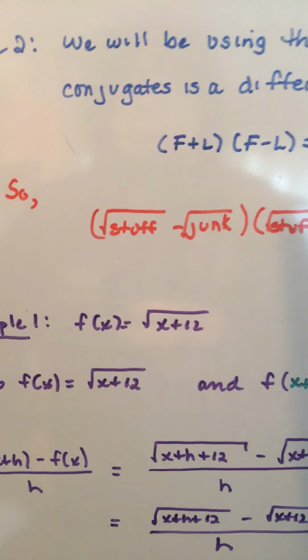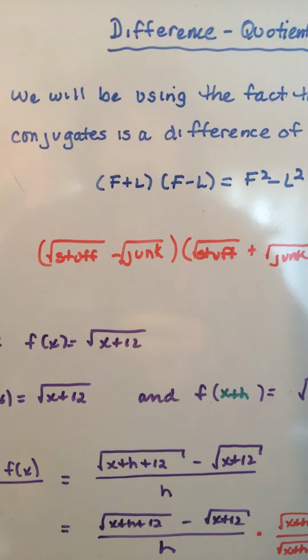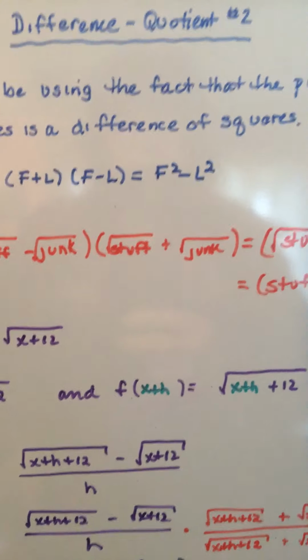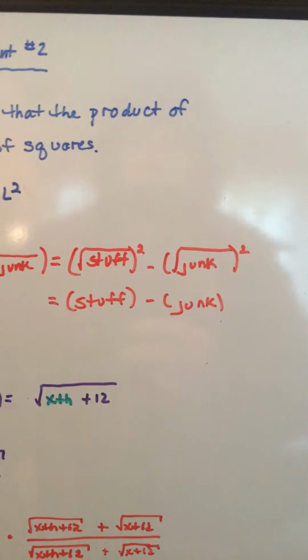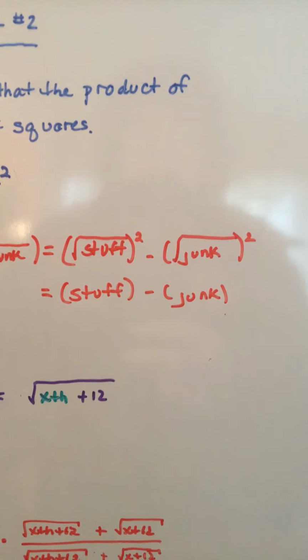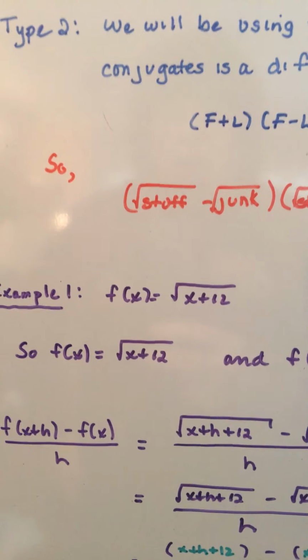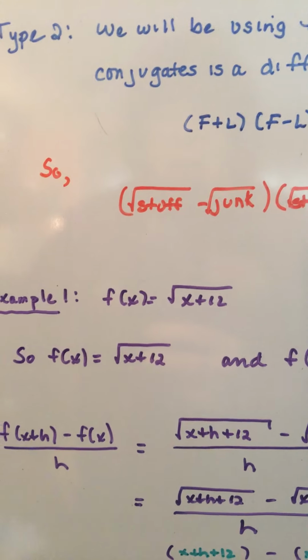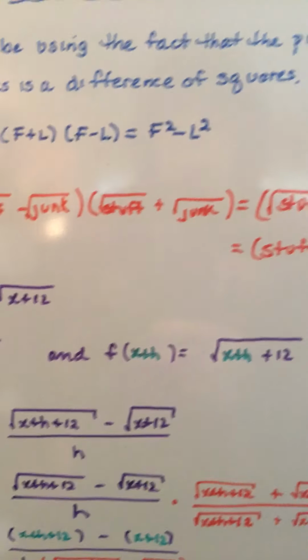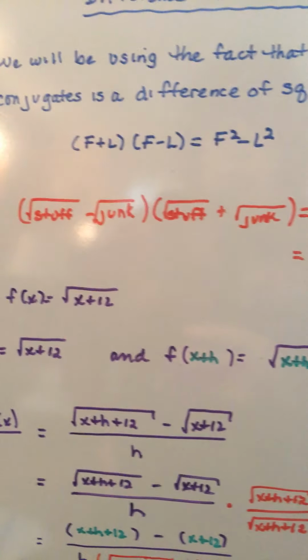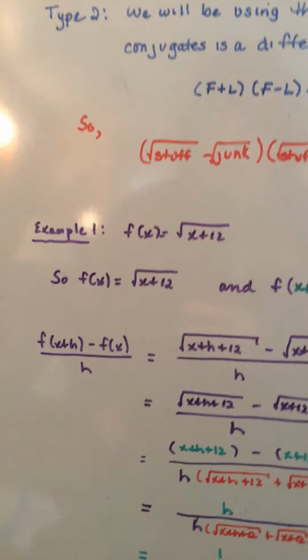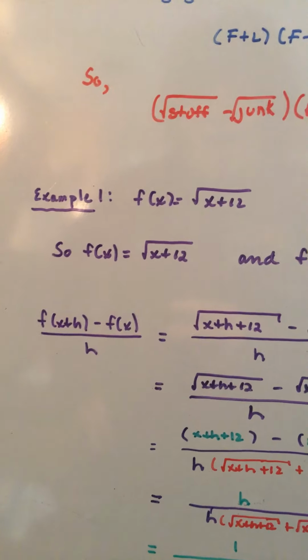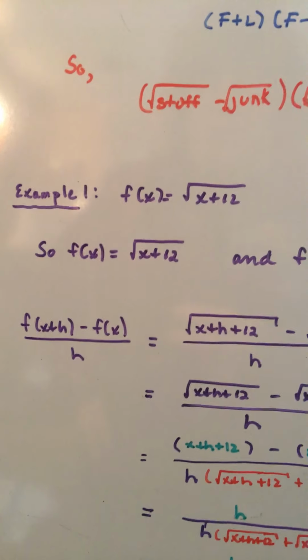But now what we're going to have is the square root of some stuff minus some junk, and we're going to have to apply to it the square root of some stuff plus junk, which gives us the square root squared, which is just stuff minus junk. So the first example, f of x equals the square root of x plus 12. So f of x plus h, I just insert wherever I see the x, I put the x plus h, and I set up my difference quotient, f of x plus h minus f of x over h.